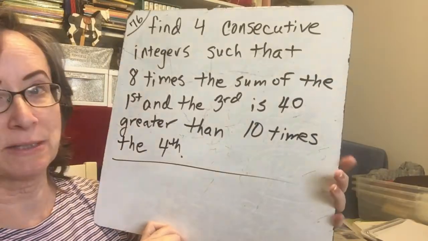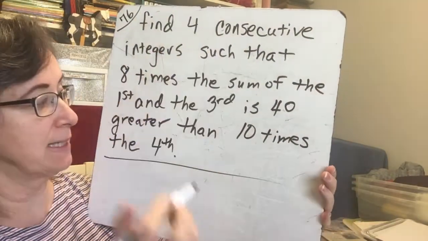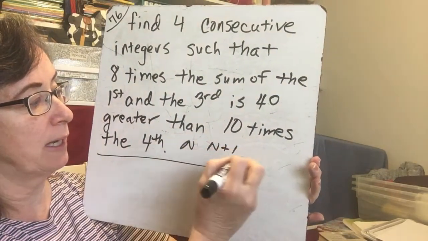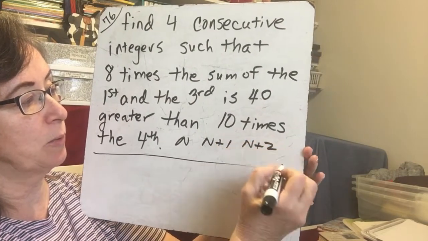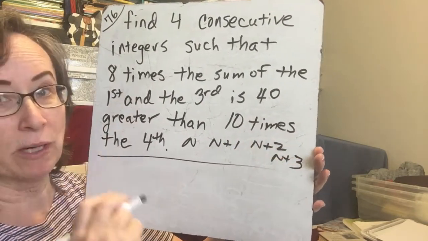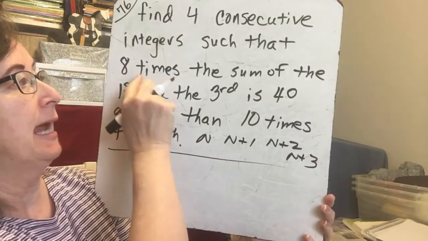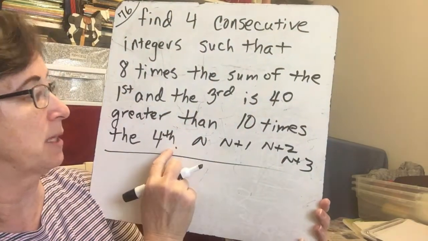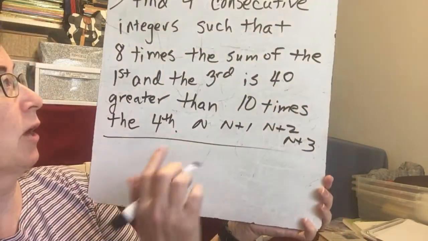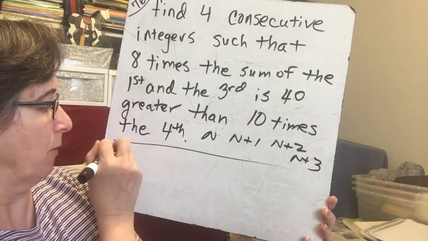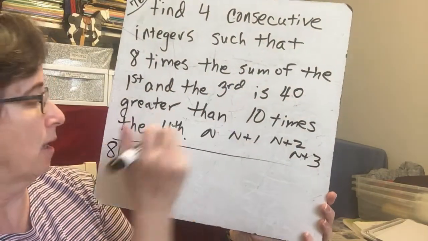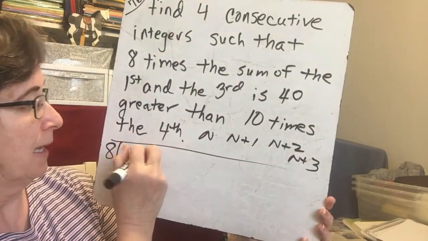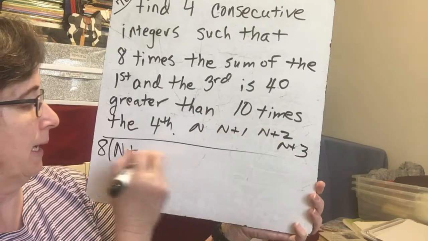Oh my, this one's pretty long. Find 4 consecutive integers. So now I'm looking for n, n plus 1, n plus 2, n plus 3. 4 consecutive integers such that 8 times the sum of the first and the third is 40 greater than 10 times the fourth. Okay, so 8 times the sum of the first and the third. So the first is n, and the third, 1, 2, 3, is n plus 2.